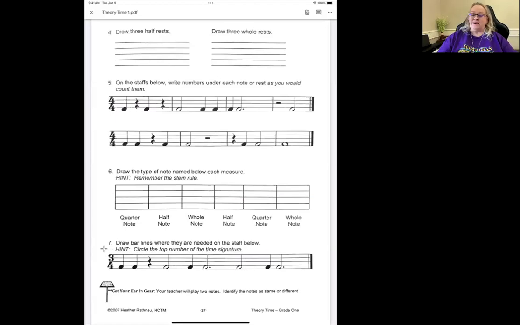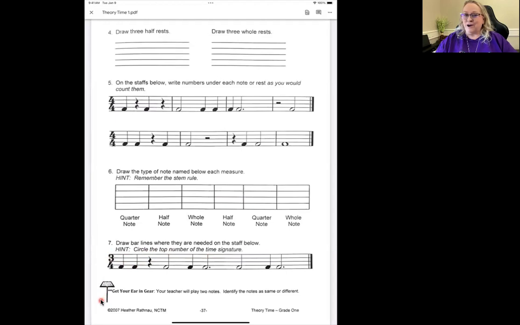Question number 7. Draw bar lines where they are needed on the staffs below. Hint, circle the top number of the time signature. You always need to look at the time signature. Remember, the time signature tells us how many beats are in each measure.